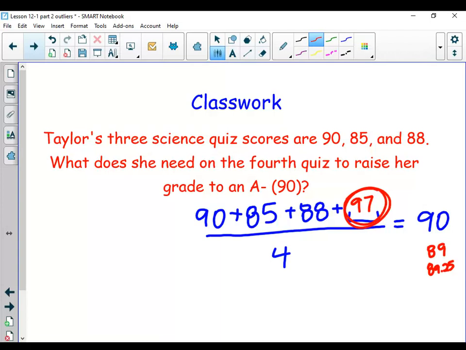So, the outlier can help you, especially if you have goals for your grades. Or not goals, like you don't want a low outlier because it's going to drag you down. That would be a not goal. Questions?